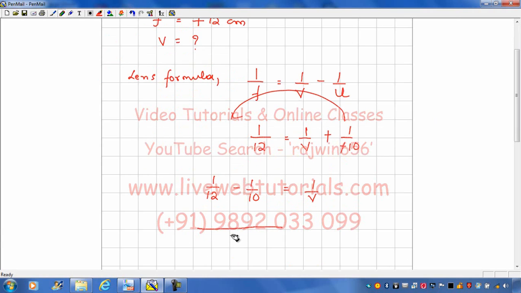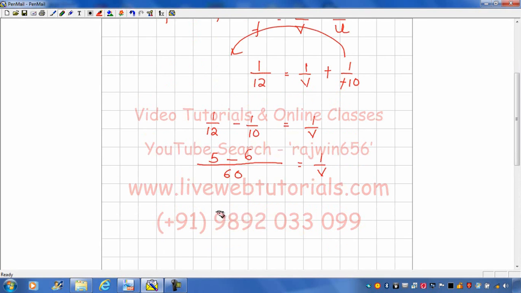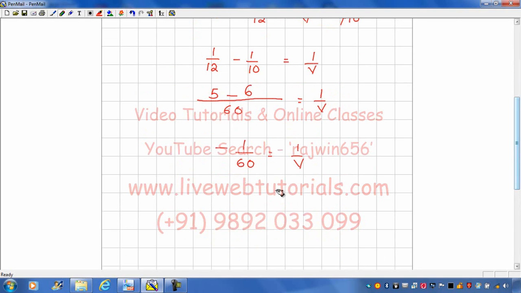12 and 10 LCM is 60. 12 5s are 60. 10 6s are 60. So 5 minus 6 is going to give me minus 1 upon 60. This is equal to 1 upon V. So you just cross multiply this. I'm going to get V is equal to minus 60 centimeters. The negative sign indicates that the image is on the left hand side. It means the image is virtual and erect.